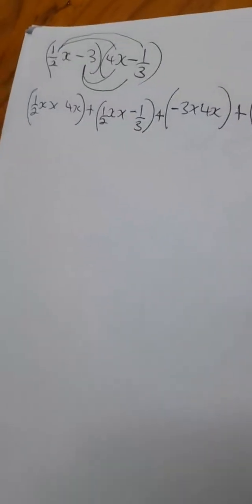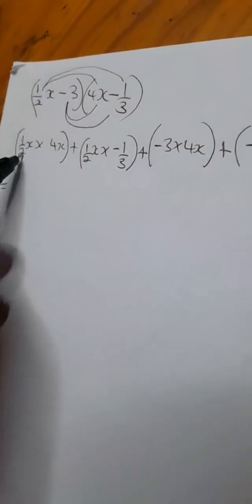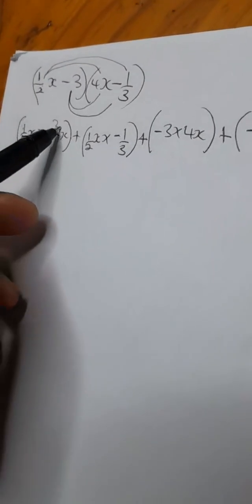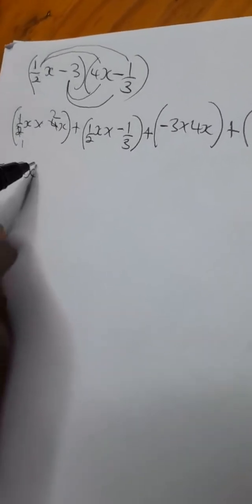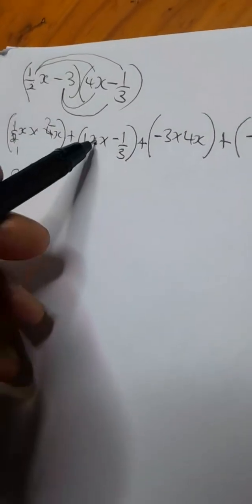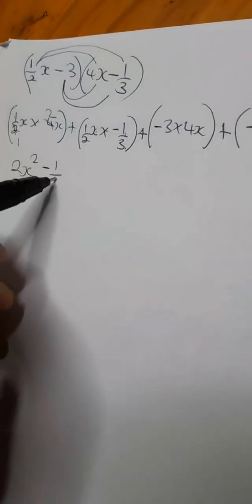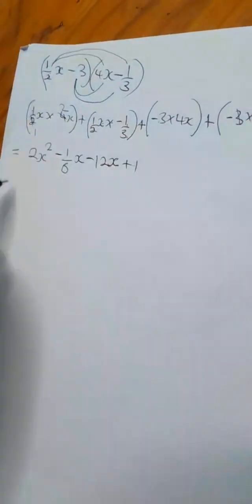Now we want to simplify those brackets. Half of x multiplied by 4x. 2 into 2, 1. 2 into 4 is 2. So it's x times 2x. We get 2x squared. Half of x times minus 1 over 3 is going to be negative 1 over 6x. Minus 3 times 4x is minus 12x. Then minus 3 times minus 1 over 3 is going to give us positive 1.